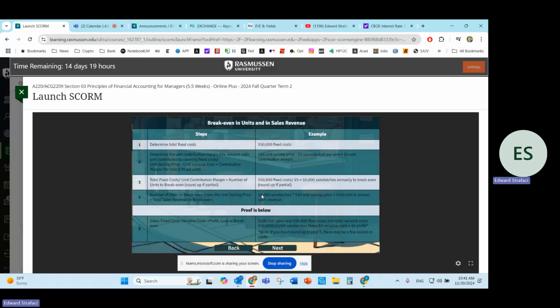Now I take my 10,000 sandwiches times the $10 unit sales price, and that's going to equal my annual revenue. So $100,000 in sales less 50,000 of fixed costs less total variable cost equals no profit, and there's my break-even.